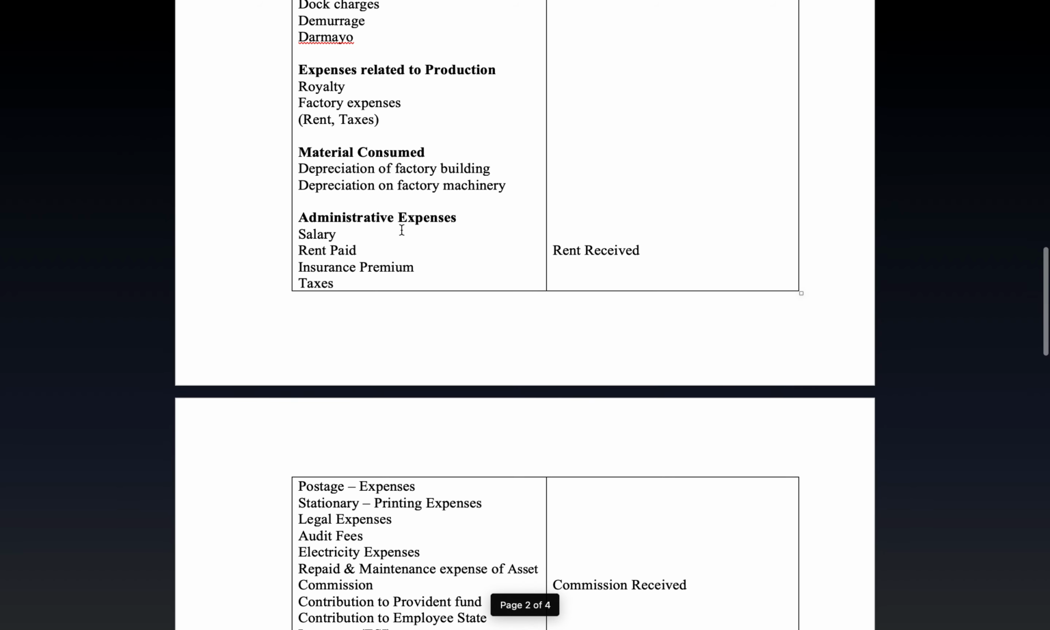Moving to the next heading, that is administrative expenses. These are the expenses that actually come in the trial balance on the debit side, but are connected with the profit and loss account, which will be better understood in the next chapter. But just to avoid confusion, I'm explaining here only where they come.